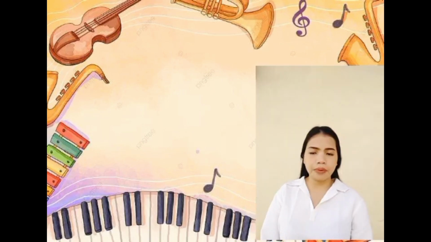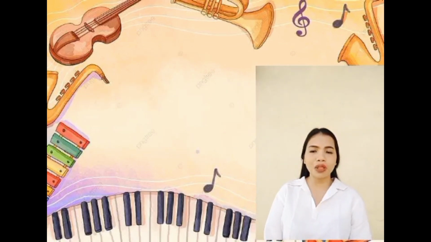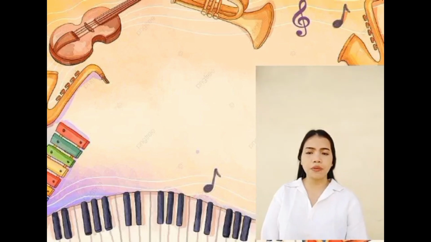For letter B, we have the coda, which literally means the tail piece. This section gives closure to musical works, even if its material is sometimes unrelated to the themes or phrases used in the piece. In other words, a concluding section, it might summarize the piece or offer a constructive feeling. Even if the musical material is different from the main body of the work, it's like a musical epilogue.